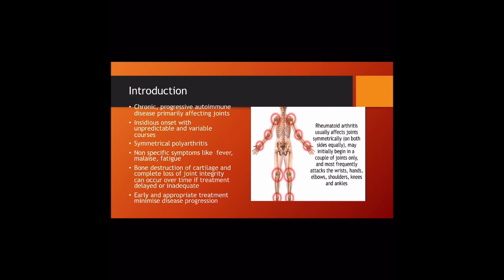And it has a variable and unpredictable onset. It can also present with other non-specific symptoms like fever, malaise, fatigue, loss of appetite, and bone destruction of cartilage. And later on, you can see some joint deformity if it's not treated adequately and the treatment is not started at onset of disease. So it's very important for us to detect rheumatoid arthritis as early as possible and start the treatment as early as possible to minimize the disease progression.